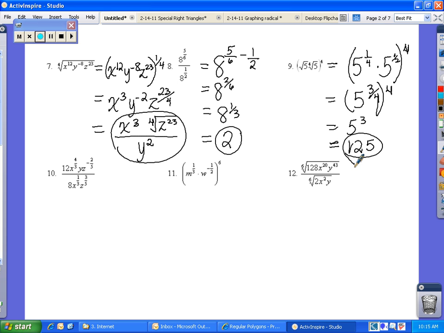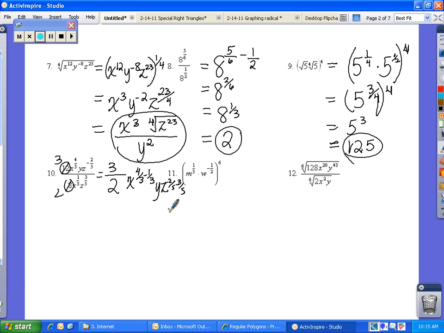For number 10, you first want to simplify the coefficients because remember that's just regular division. So this becomes a 3 and this becomes a 2. So you're going to simplify that to 3 over 2. And now you know that with the exponents for x, since you're dividing, you can subtract. So that's x to the 4/3 minus 1/3. And then the y has no other exponent, so you just leave it as y. And then the z would be negative 2/5 minus 3/5. Gotta squeeze it in there.